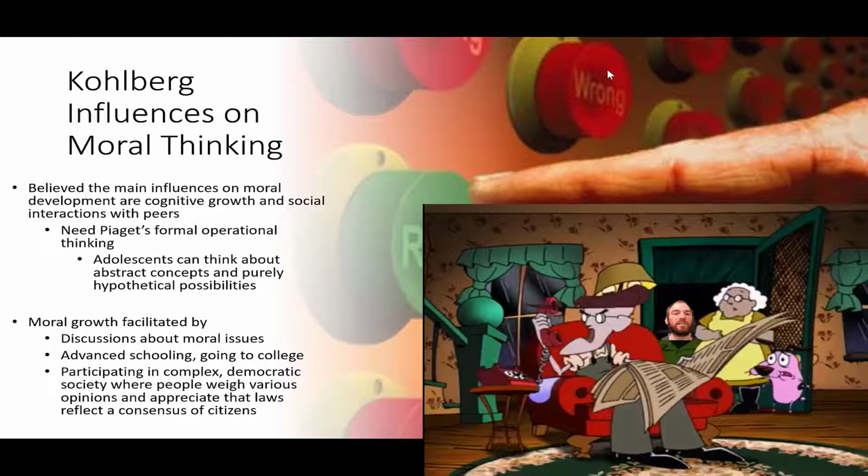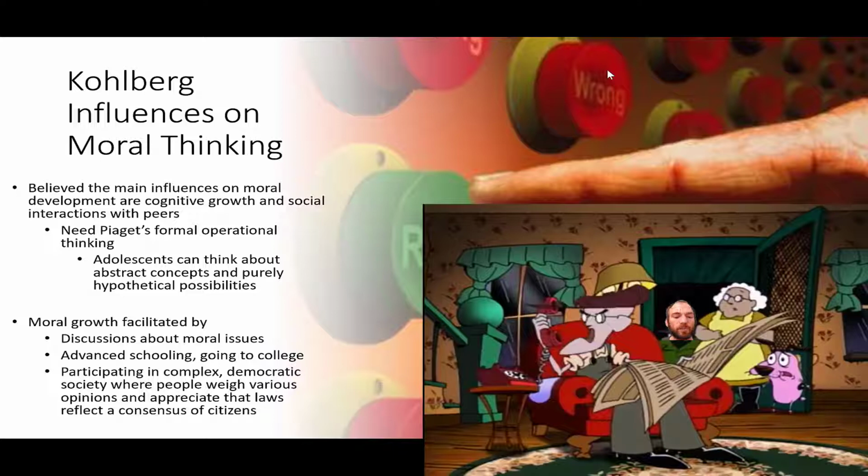So going back to the cognitive emphasis of moral development for Kohlberg, it really just needs Piaget's formal operational thinking. So it makes sense. You need to be able to think abstractly in purely hypothetical scenarios in order to come up with moral decisions, because the idea here is you're thinking through various moral scenarios that aren't actually happening right in front of you. So you need the ability to think through these abstract concepts and purely hypothetical scenarios in order to develop morally.